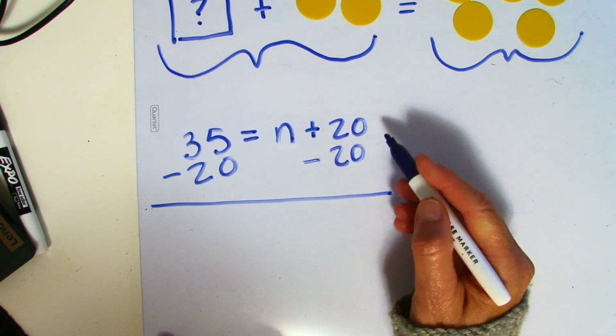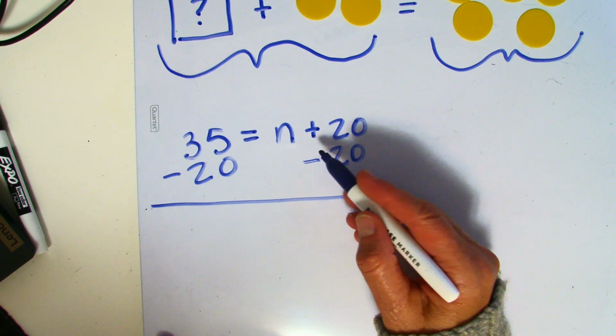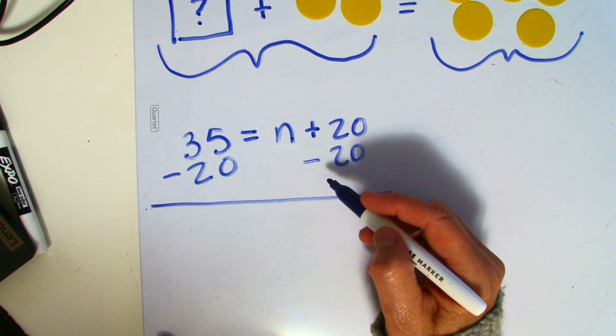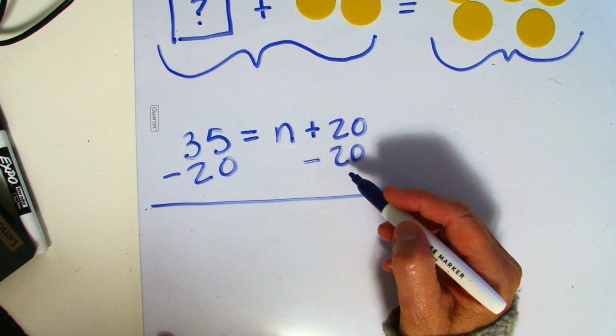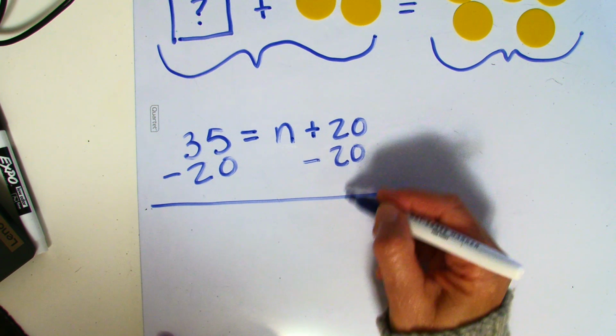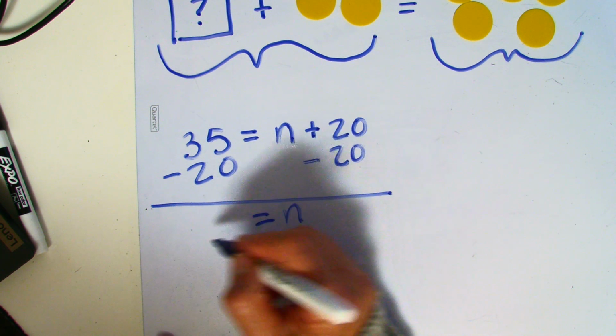If I just subtracted 20 to the right side, I will have changed the equation, and n would not equal what it would equal in this original equation. That's why we want to do the same operation on both sides. These are going to cancel, and so I'm left with n = 15.